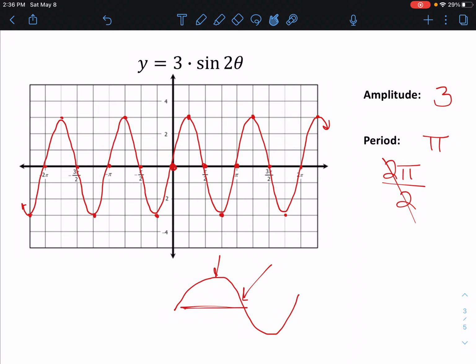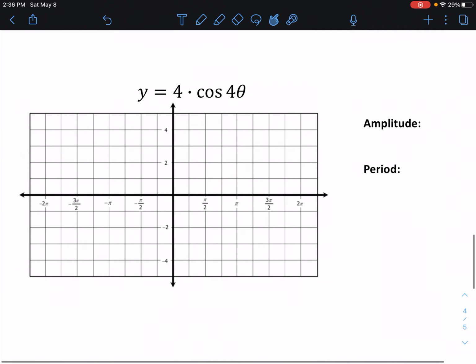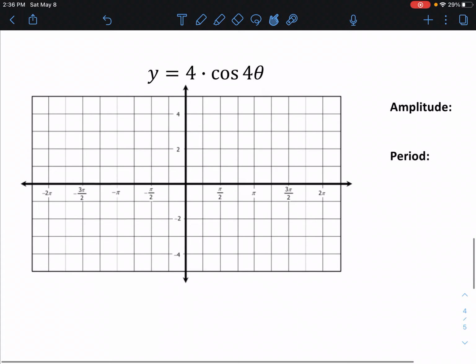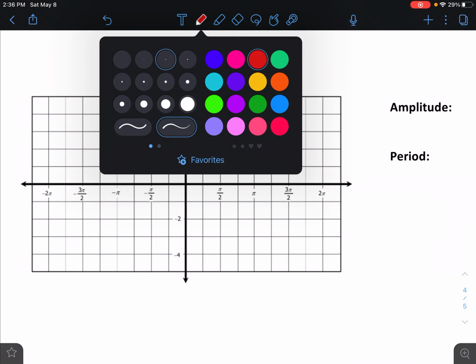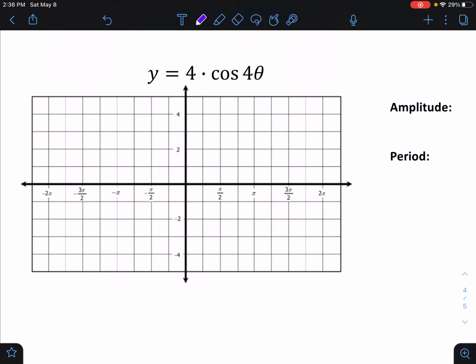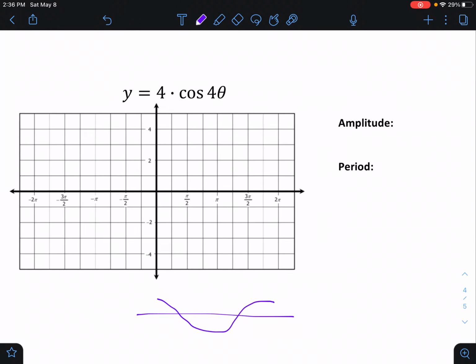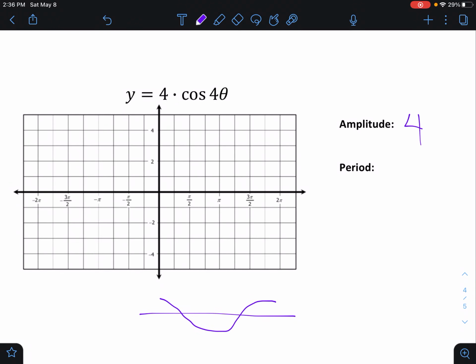All right, let's take a look at another one. All right, so cosine. Cosine normally starts at 1. I switch colors here. Normally we start at 1, so here's my midline, right? So I want to keep that in mind. This time my amplitude is 4. My period would be 2 pi divided by 4, also known as 1/2 pi. So just reduce that, right? So this would be pi over 2.